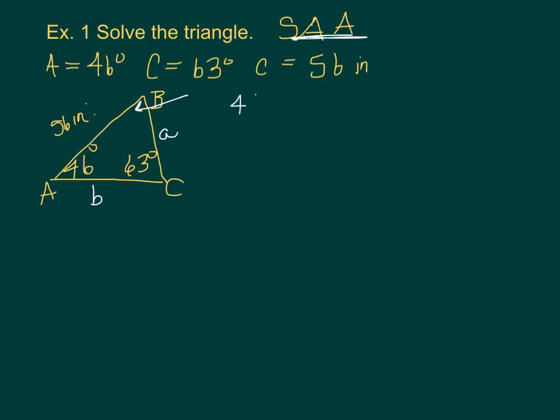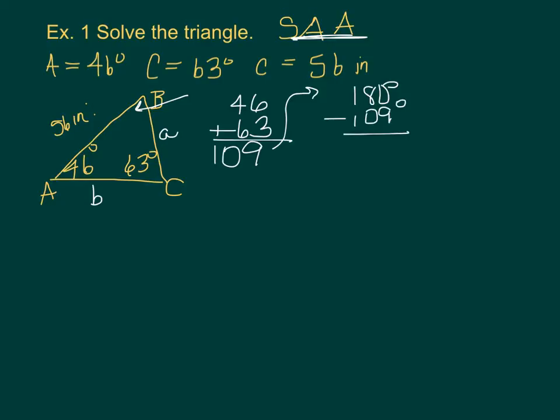So the first thing I do when we have a side angle is find the third angle. So I would add 46 and 63, which is 109. Then I'll take that and subtract it from 180. And that means angle B is 71 degrees. Okay, so I've taken care of my third angle.